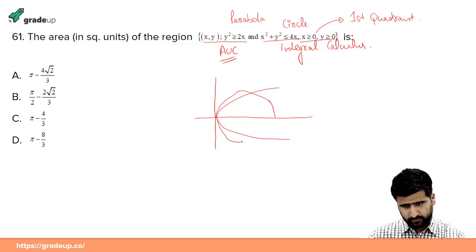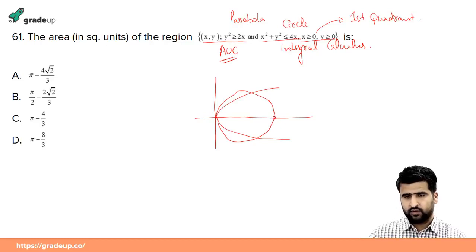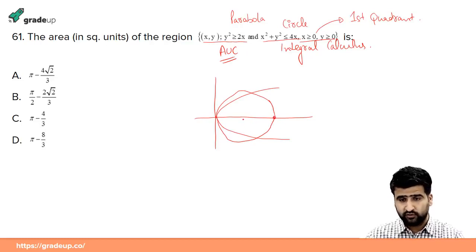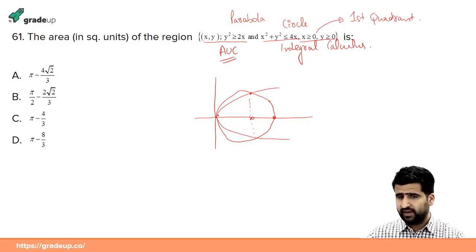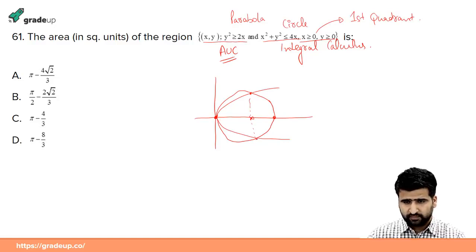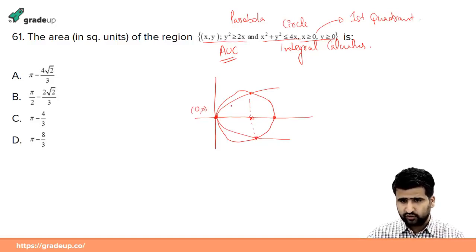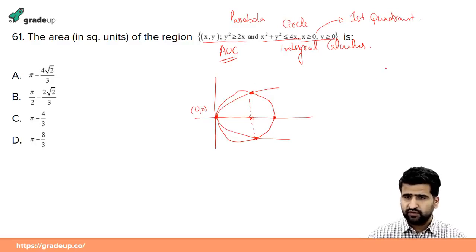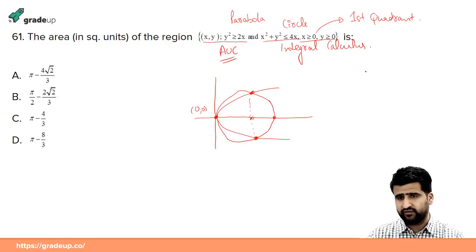of this region. I'm really sorry, my drawing is not that good. So let's say these are the 2 points of intersection of the parabola and the circle. So the parabola and the circle will intersect firstly at the origin and secondly at these 2 points. So first of all, we need to find the coordinates of these 2 points.